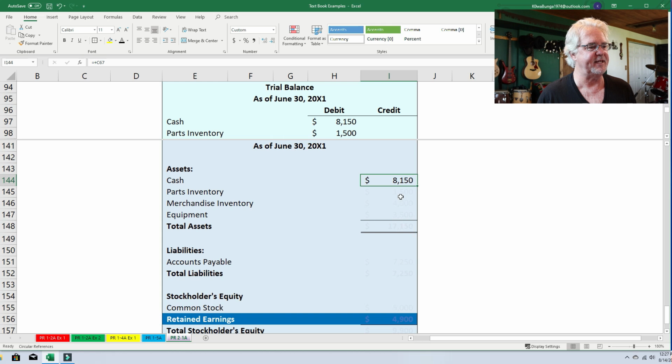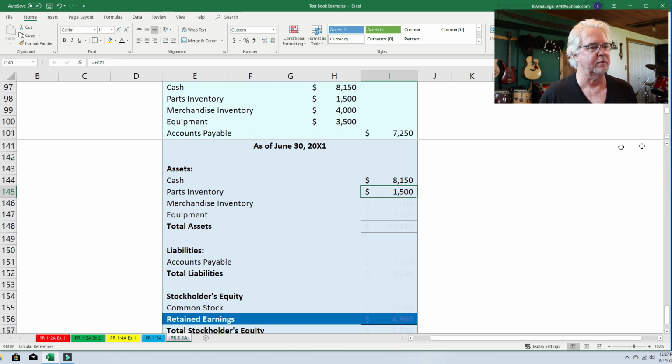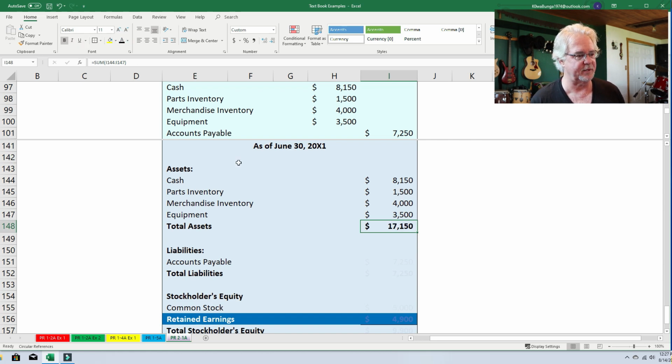Parts inventory, 1,500. Write down 1,500. Merchandise inventory, 4,000. Write down 4,000. Equipment's 3,500. Write down 3,500. And those were all the assets. So all we have to do is now total it up. Again, if you use Excel, you'll do this right. So add it up. I added it up, or Excel added it up for me. We get 17,150. There you go.